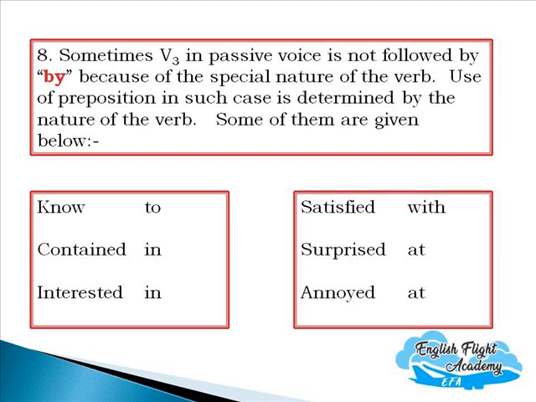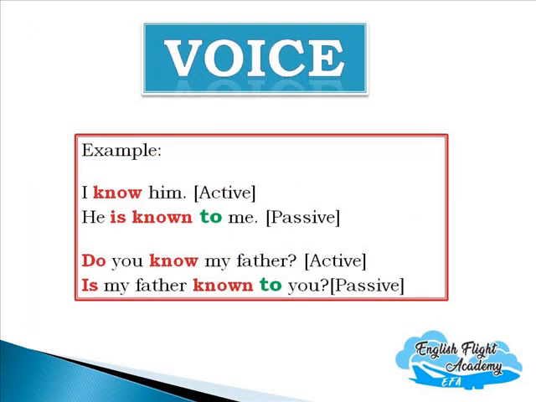One example I gave in the other slide. The example over here is "I know him." Look at the change in the passive voice. It's not followed by "by." Please make it a point to note this. "I know him." "He is known to me," not by me. Okay? Please understand that. And then, "Do you know my father?" "Is my father known to you," not by you? Okay? That's a very important point you need to understand. Some verbs, some prepositions remain intact to the verb. You cannot bring a change in that.